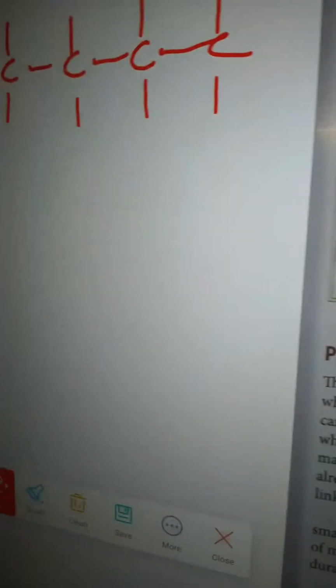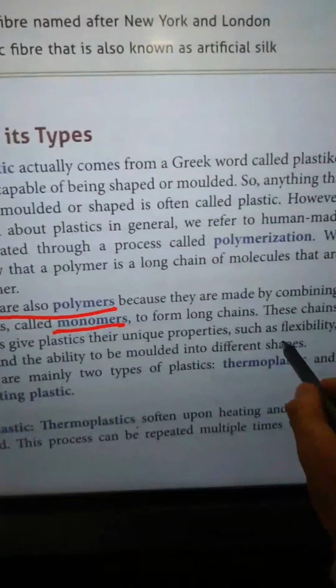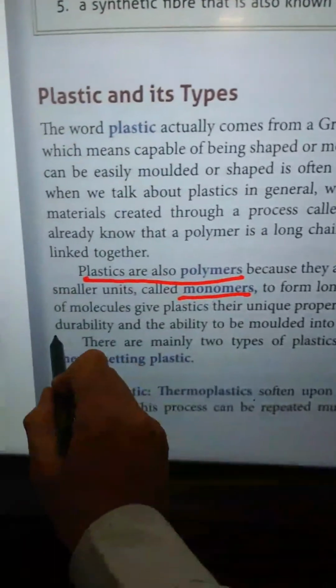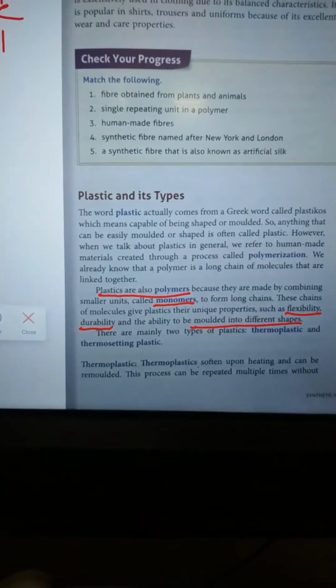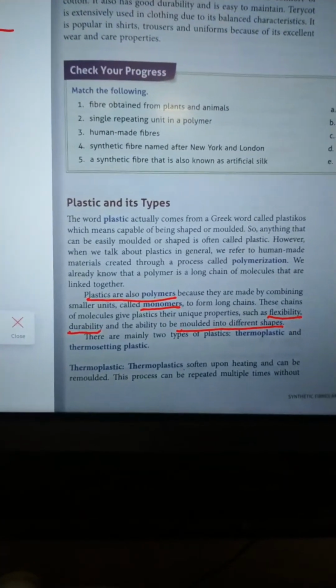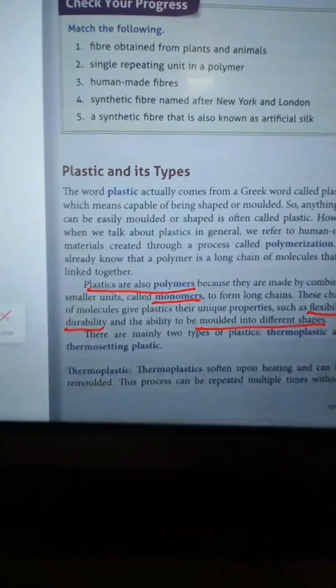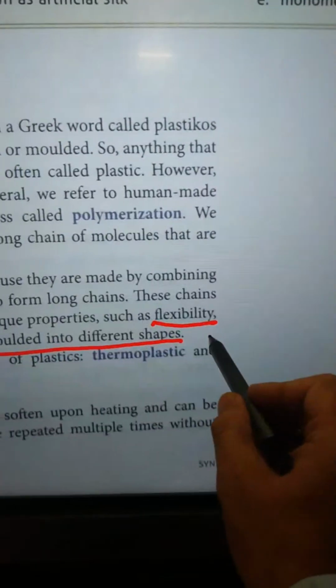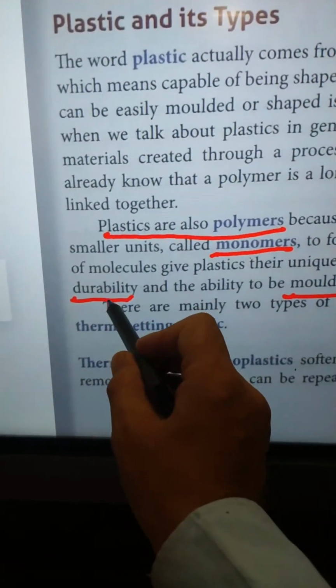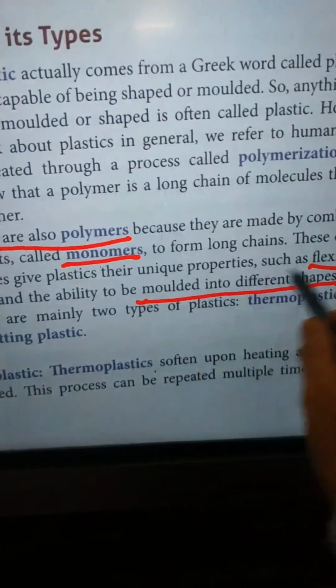Now these plastic chain compounds are flexible, durable, and they can be molded into shape. The plastics which we use, why are they popular? We will read that also. So plastics have a common property: all types of plastics are flexible, they are durable, meaning they are long lasting, and they can be given different shapes.